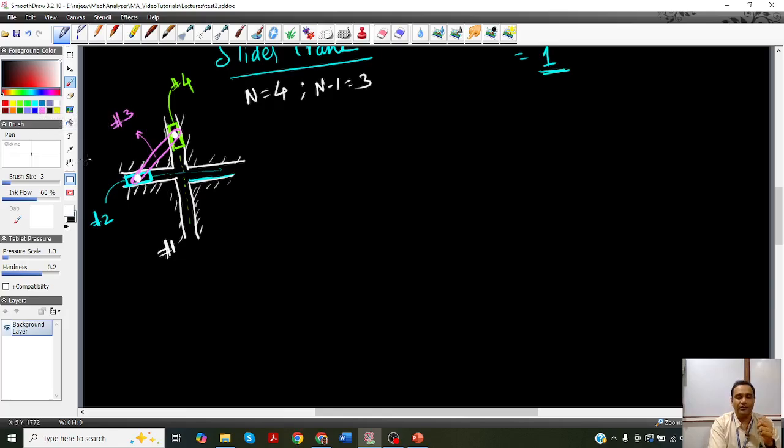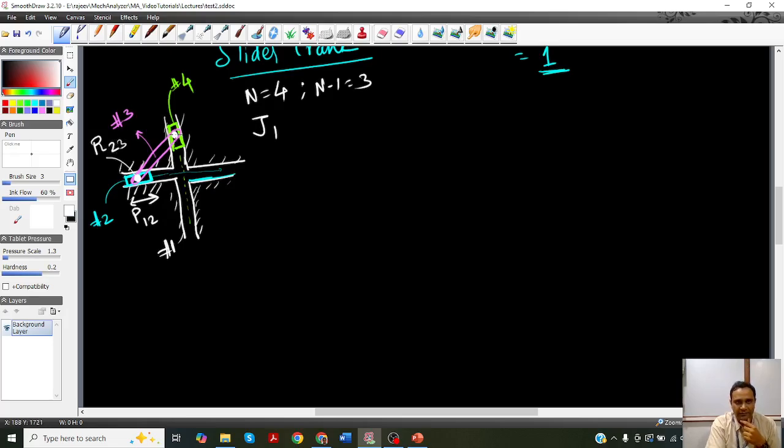Now, how many lower pairs are there? So J1 is, there is a lower pair, that is translation. It is a prismatic joint between 1 and 2. 1 is the white, 2 is the blue. It is translating like this. Out here, there's a relative rotation between the slider that can translate and this link. Okay. So this will become a rotational joint between 2 and 3.